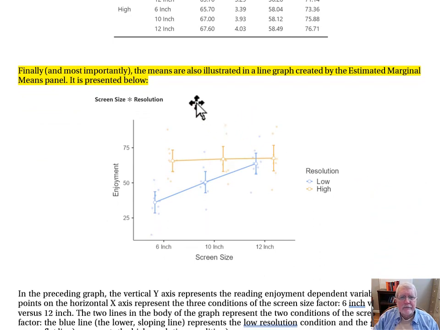Finally, most importantly, the means are also illustrated in a line graph created by estimated marginal means. It's presented below. And yes, this should look very familiar. This is the graph created by Jamovi, but it's very similar to the graph that I had presented in stating a research hypothesis, isn't it? One of our factors is screen size, 6-inch versus 10-inch versus 12-inch. One of our factors is resolution.